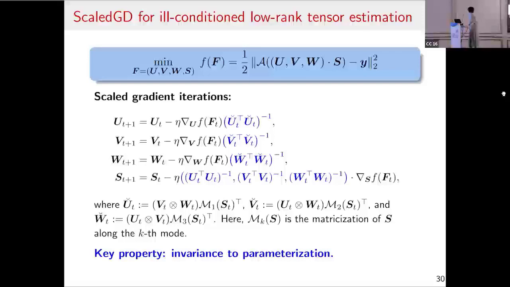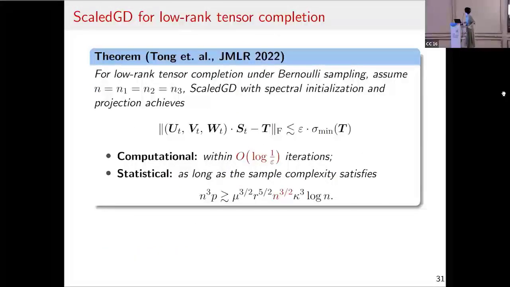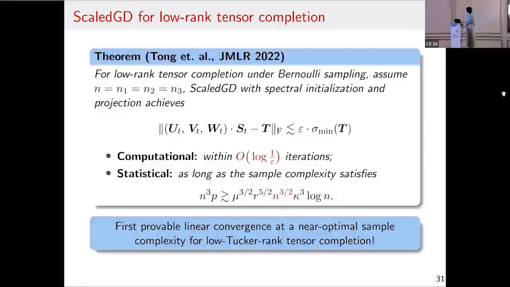All right, so with this algorithm, we show the performance in the paper, for both sensing and completion. Here I'm showing the result for the completion case. And again, the key message is that we were able to get a result where the computational complexity is on the order of log 1 over epsilon, so probably independent of condition numbers, as long as the sample size is on the order of n to the 1.5, up to some polynomial factors in other quantities. So again, this gives you the first provable linear convergence at a near-optimal sample complexity for this kind of problem.